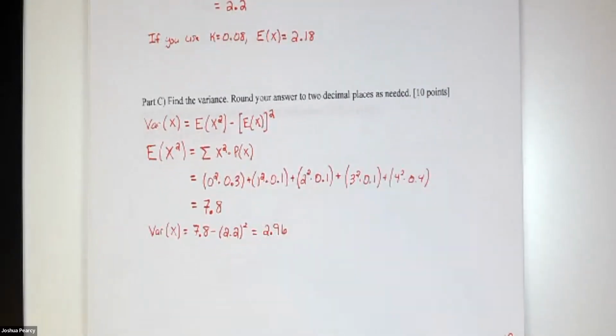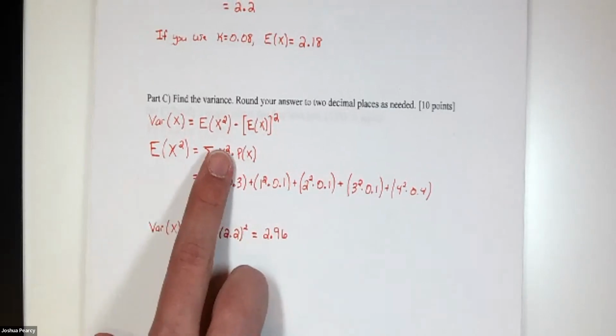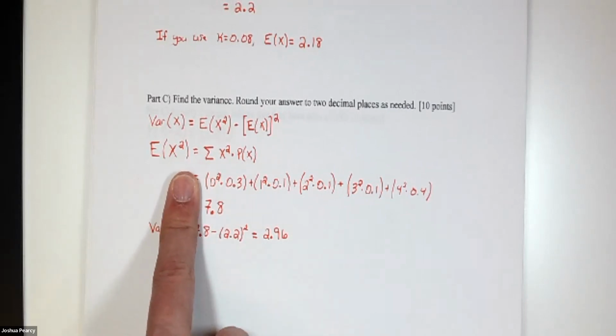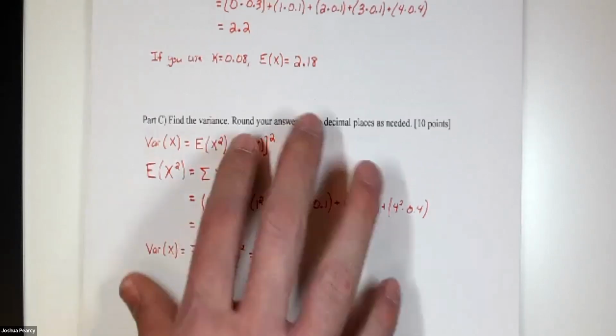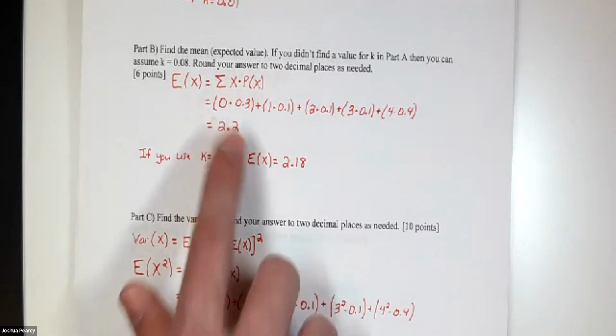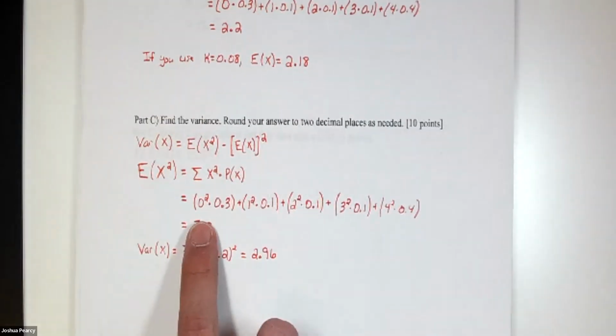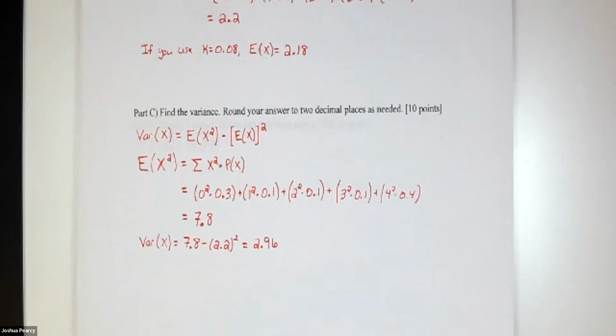Then part C, find the variance. So this part is obviously where everyone messes up. It always will be. So the variance is the expected value of x squared minus the expected value of x, that quantity squared. So first you need to find the expected value of x squared. You just do that using the same idea that you did up here. But all you do is square these x values and then add them all up. If you do that, you get 7.8 as the expected value of x squared.